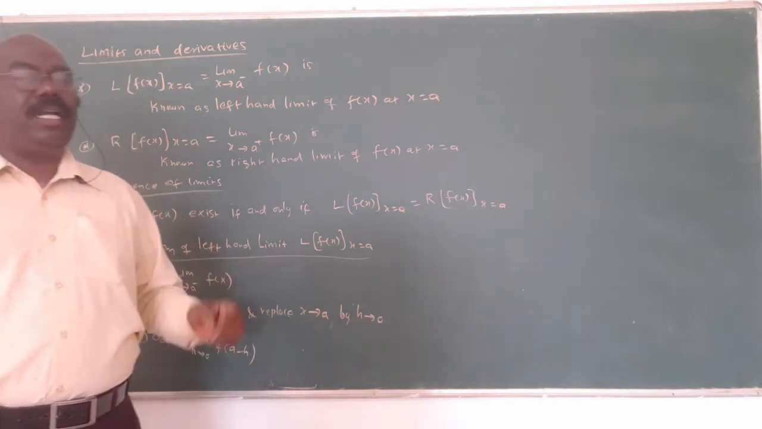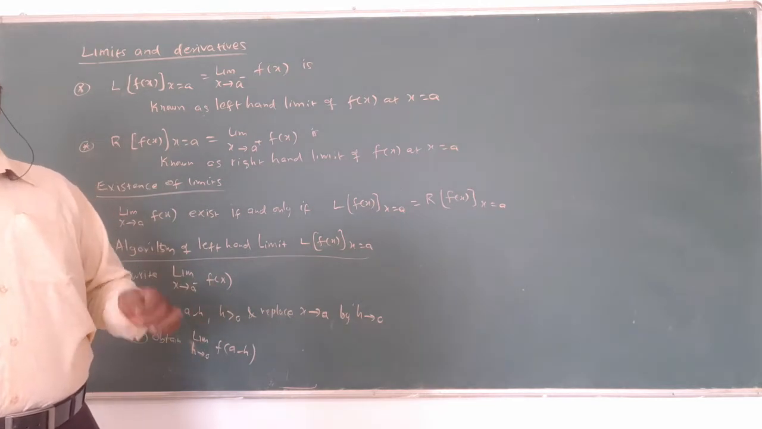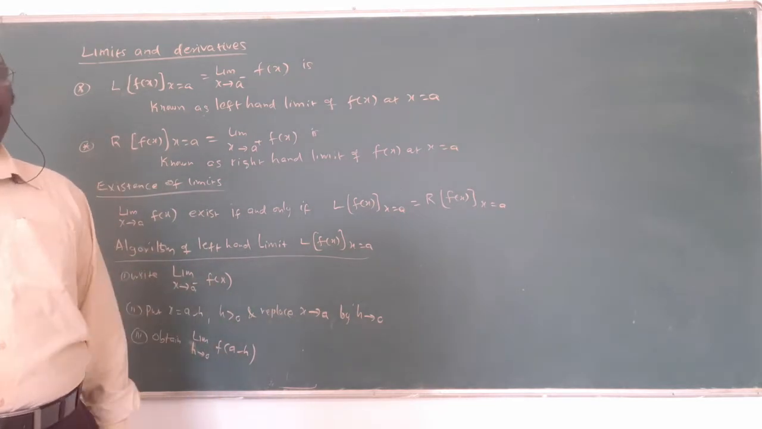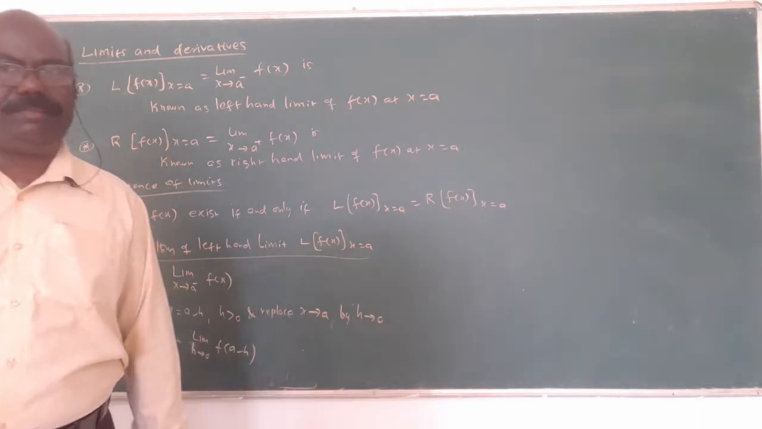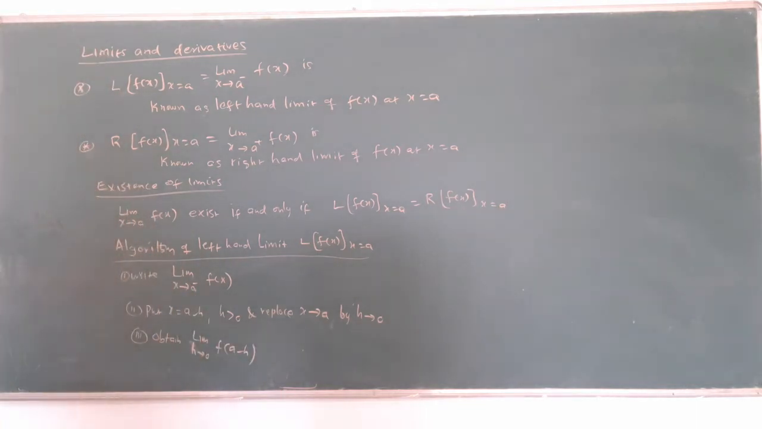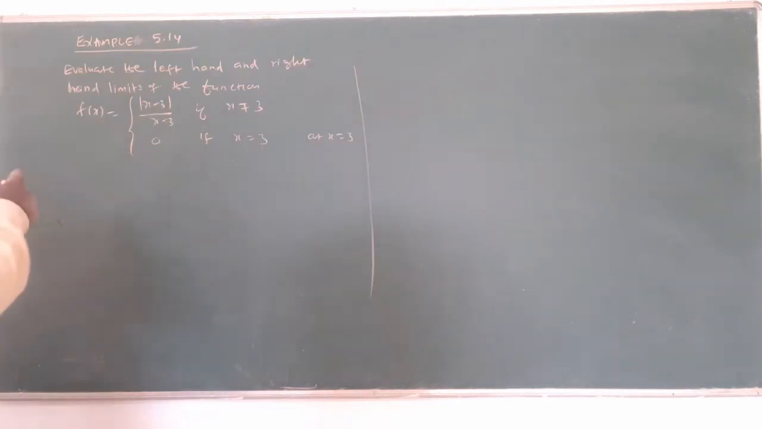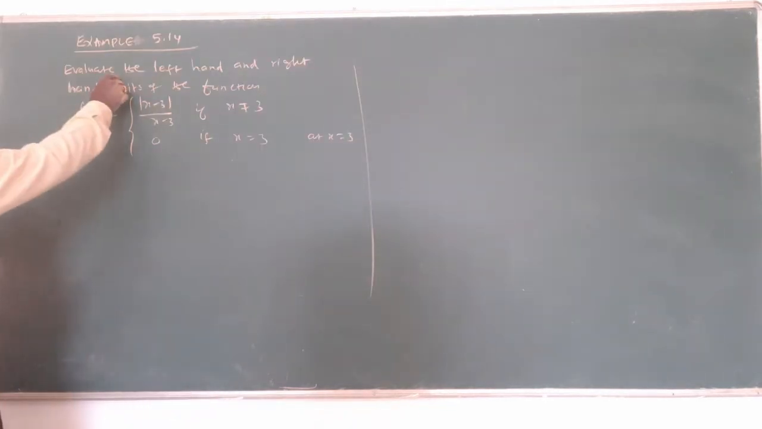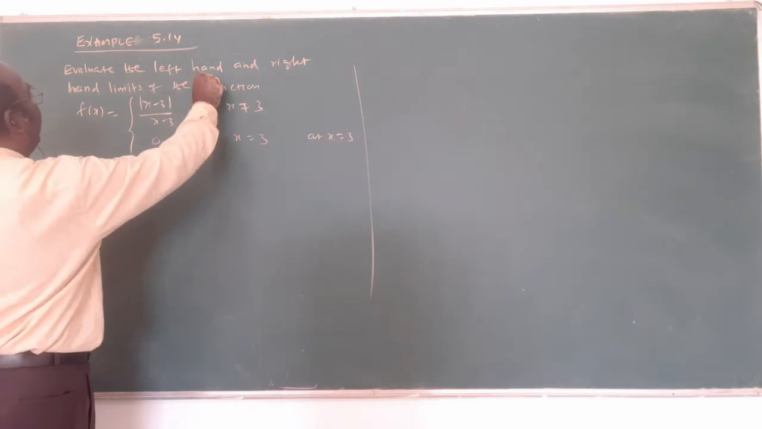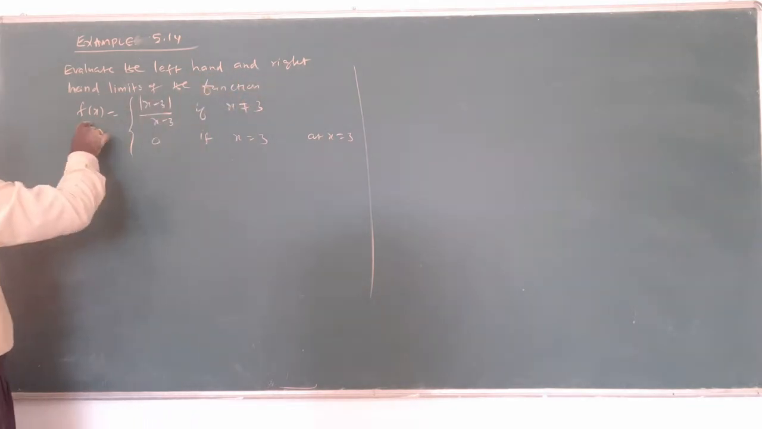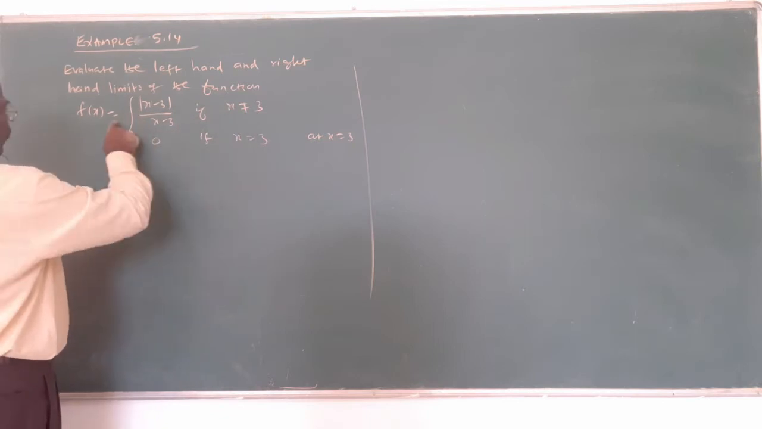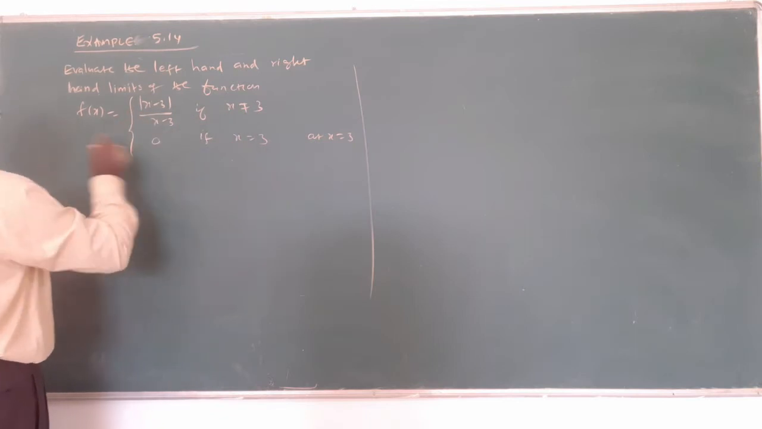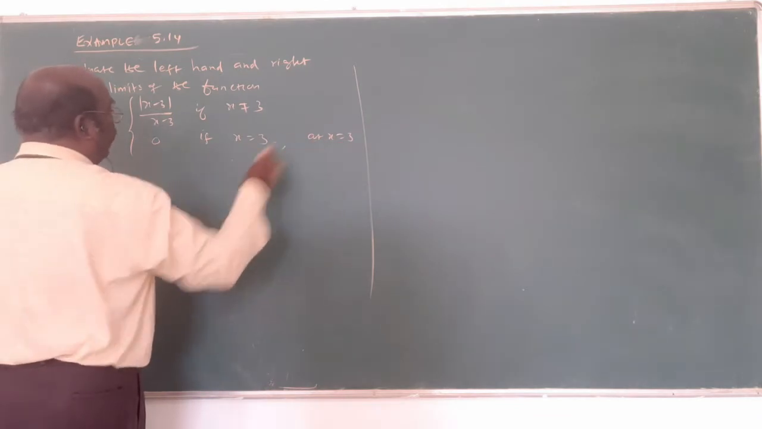Two concepts, continuous and differentiable, are more or less the same concept. Five more important concepts, but a small idea of left and right is all that is needed. By using this idea, now example problem 5.14: evaluate the left hand and right hand limits of the function. f of x is given as this if x is not equal to 3, and this if x equals 3, at x equal to 3.